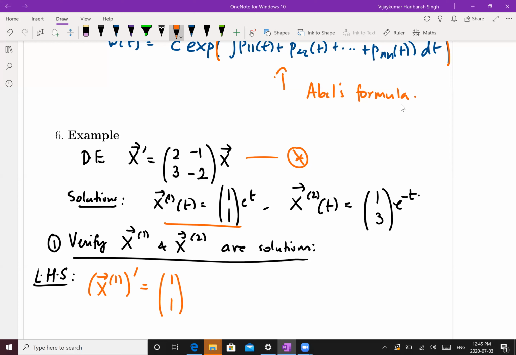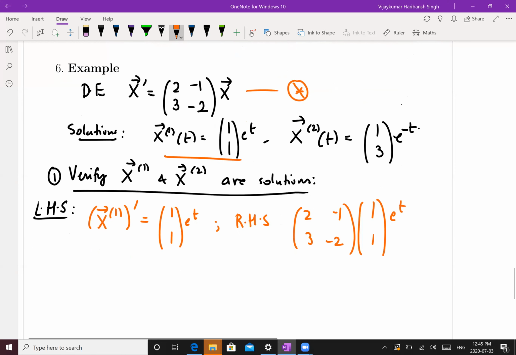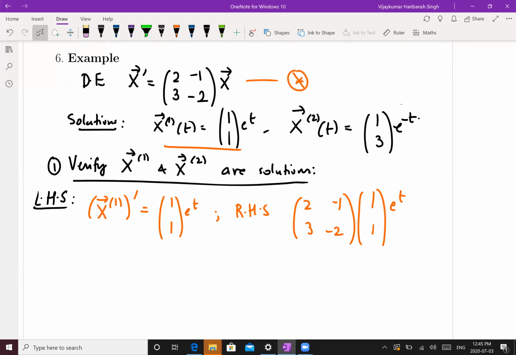1, 1 e to the power t, because the exponential derivative does not change. So what about the RHS? The right-hand side would be the matrix 2 minus 1, 3 minus 2 multiplied by 1, 1 e to the t. e to the t is not a constant, it's a scalar, so let's keep it out. Multiply it: 2 times 1 minus 1 is 1, 3 minus 2 is 1, so you get 1, 1 e to the power t. So LHS equals RHS.